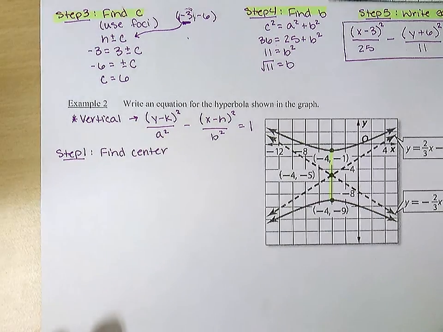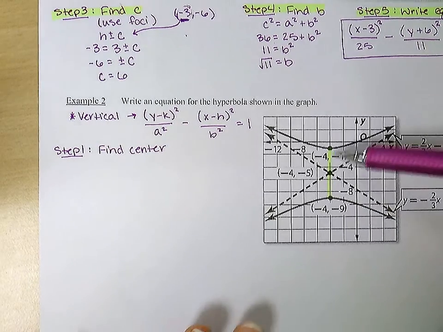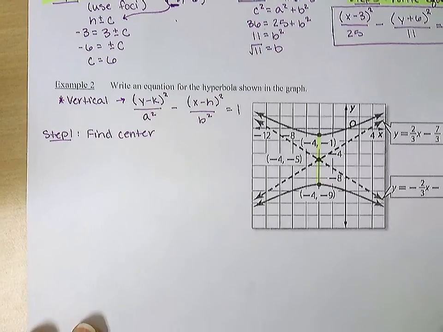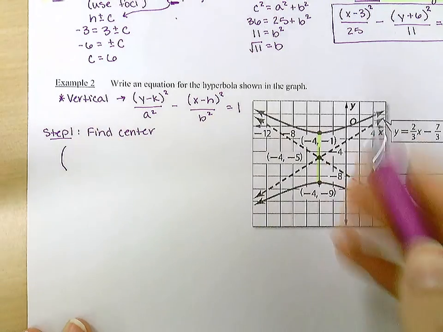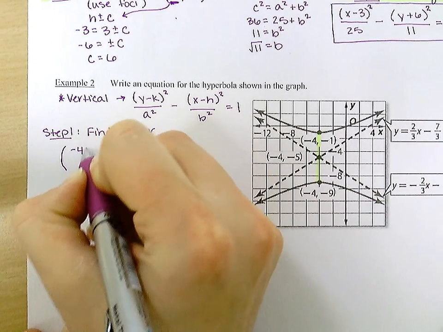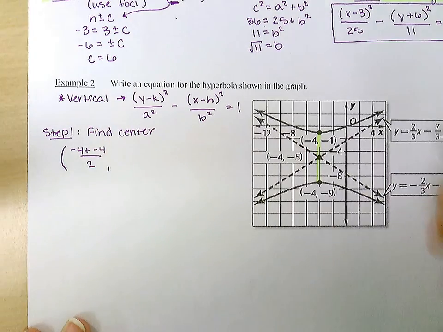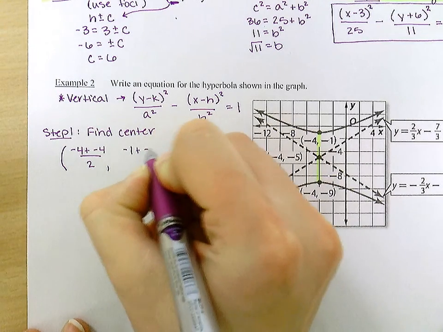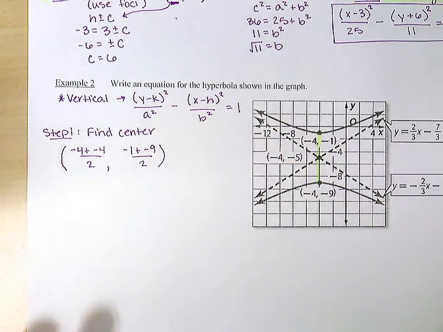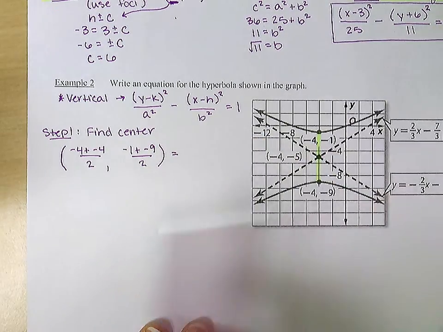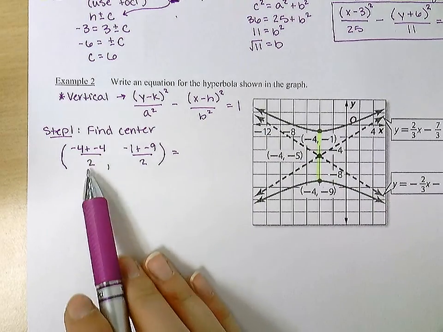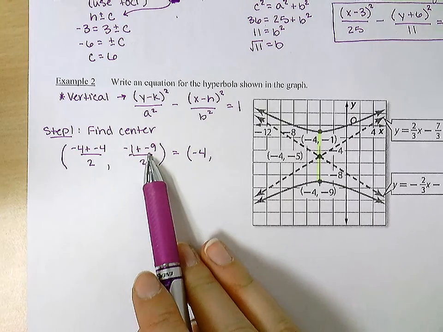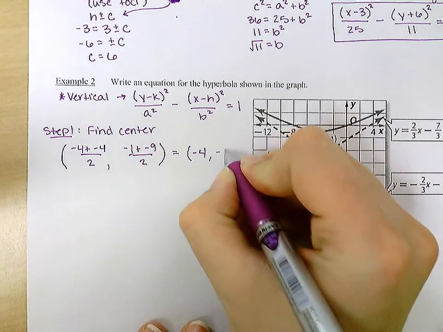Okay, we'll find that center. So using our vertices of (-4, -1) and (-4, -9), we can use the midpoint. So average our x's: -4 plus -4 over 2. Average our y's: -1 plus -9 over 2. Okay, so -4 plus -4 is -8. -8 divided by 2 is -4. -1 plus -9 is -10. Divided by 2 is -5.